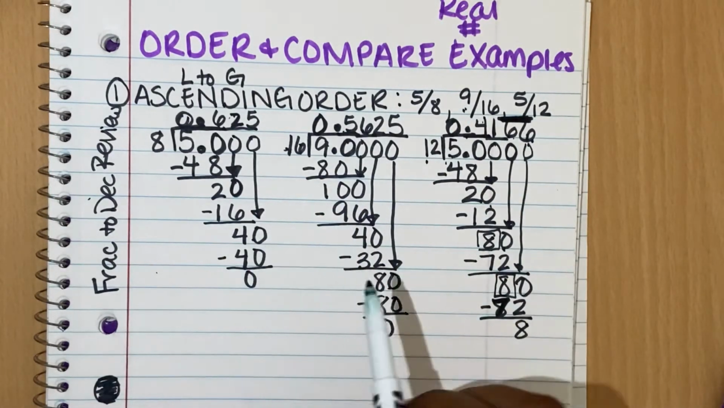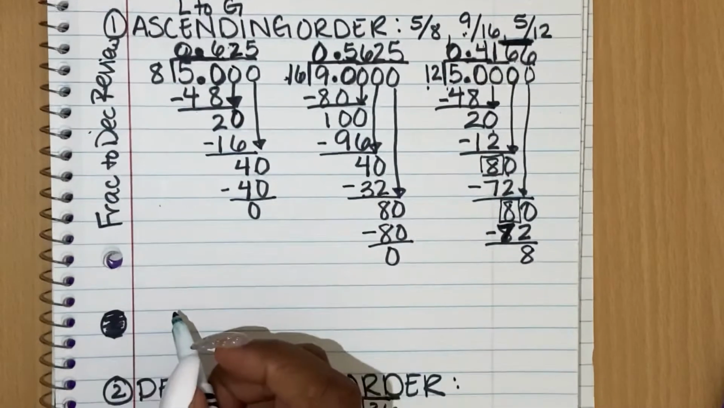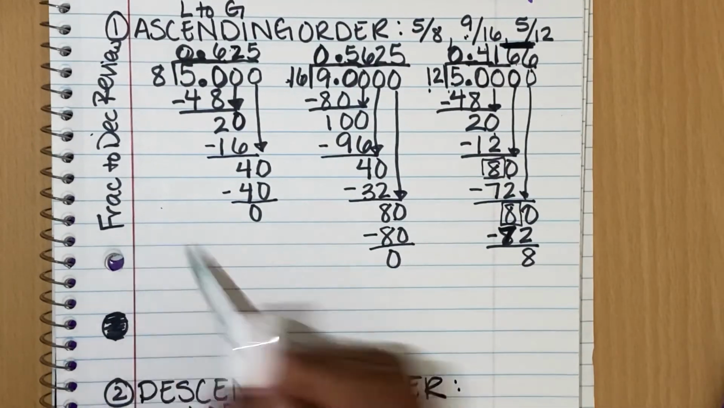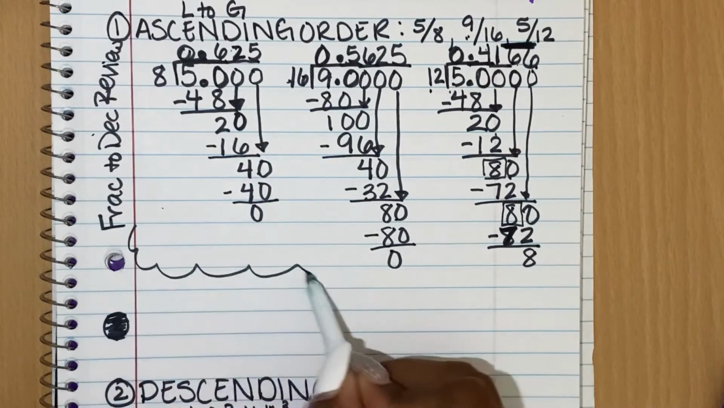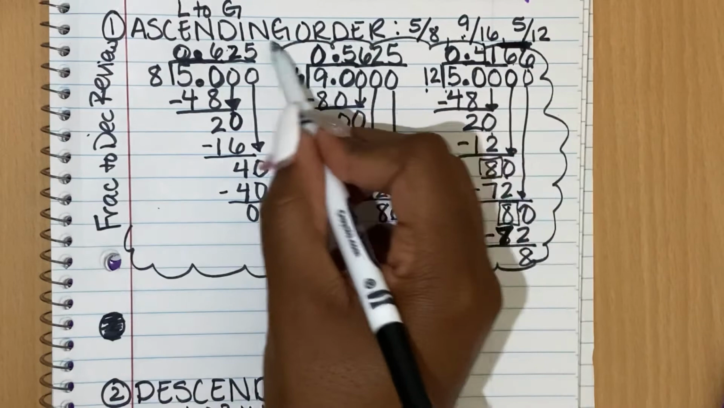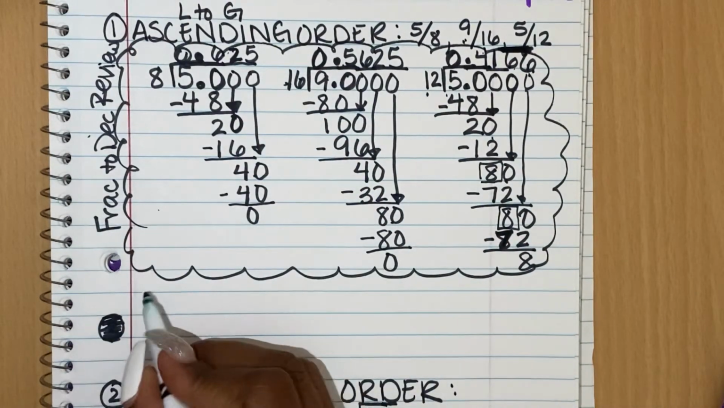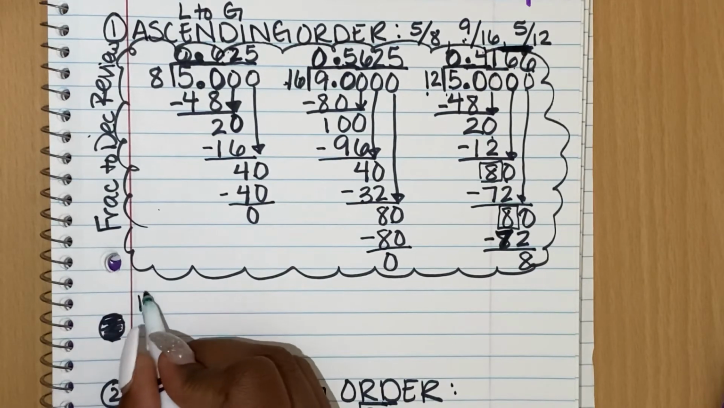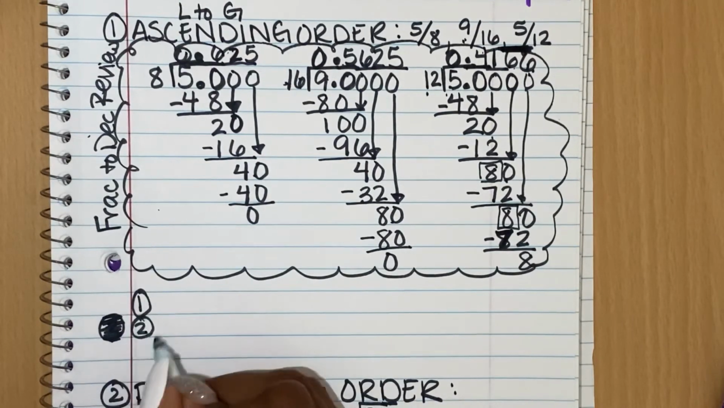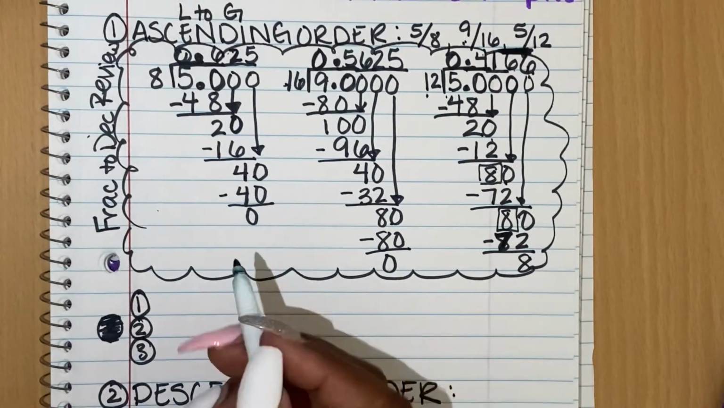Now, I've done the first step when it comes to ordering and comparing real numbers. I've turned all the numbers into decimals. So my second step for this was our review for fractions to decimals. All of that was our fractions to decimals review. Now we're back to ordering and comparing real numbers.